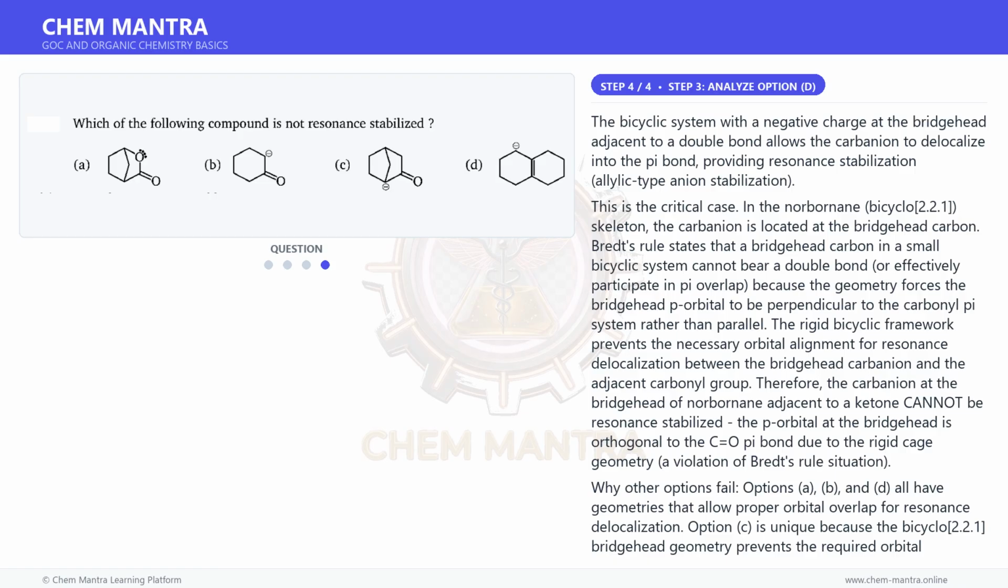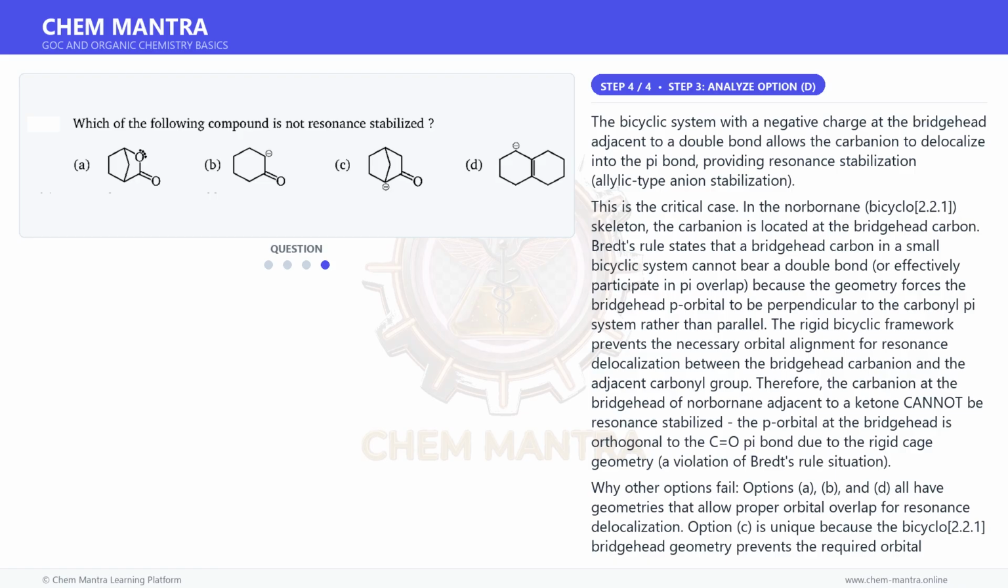adjacent carbonyl group. Therefore, the carbanion at the bridgehead of norbornane adjacent to a ketone cannot be resonance stabilized. The p orbital at the bridgehead is orthogonal to the C=O pi bond due to the rigid cage geometry, a violation of Bredt's rule situation.